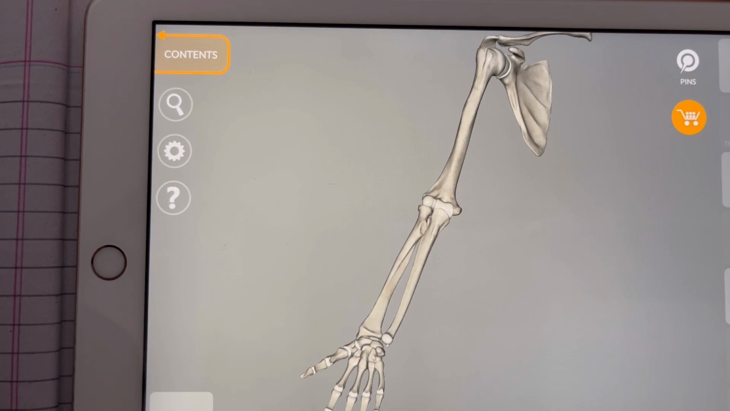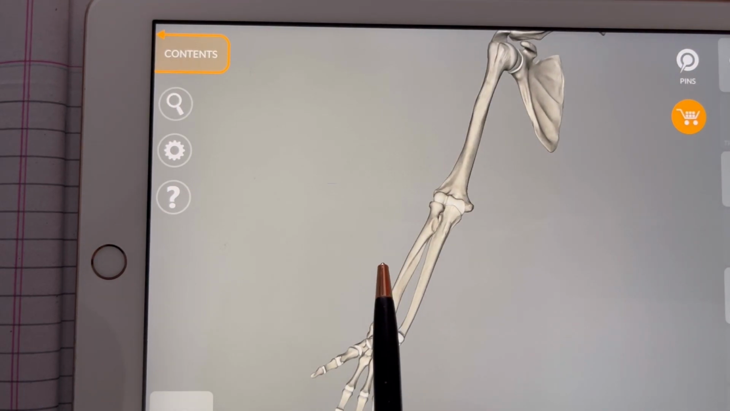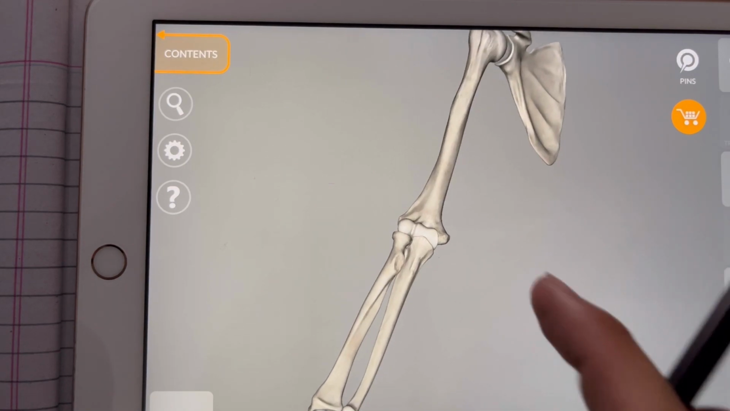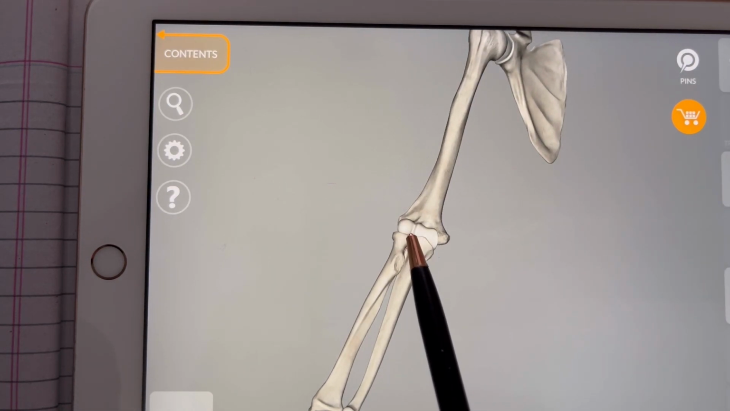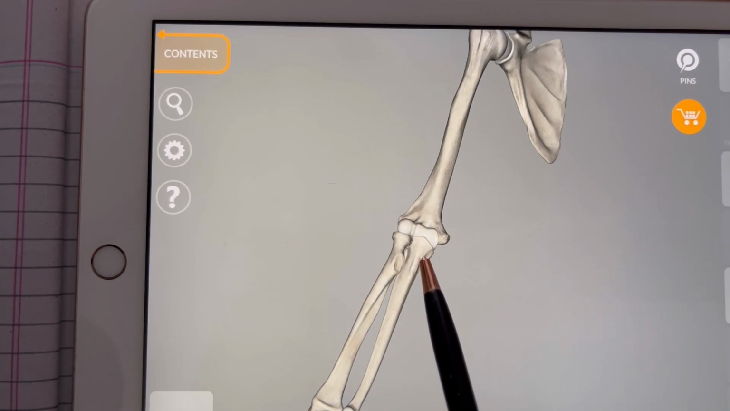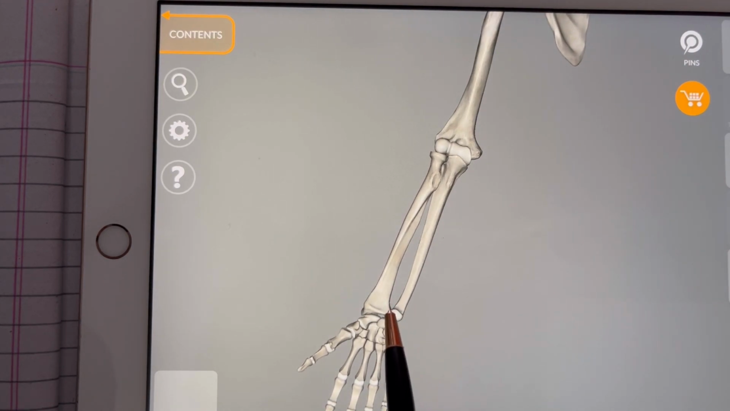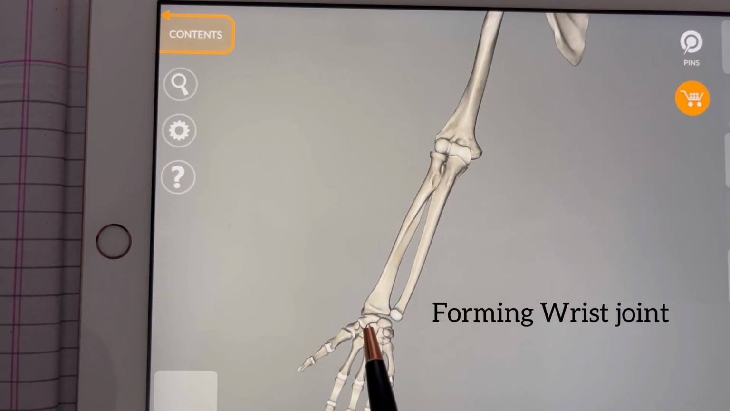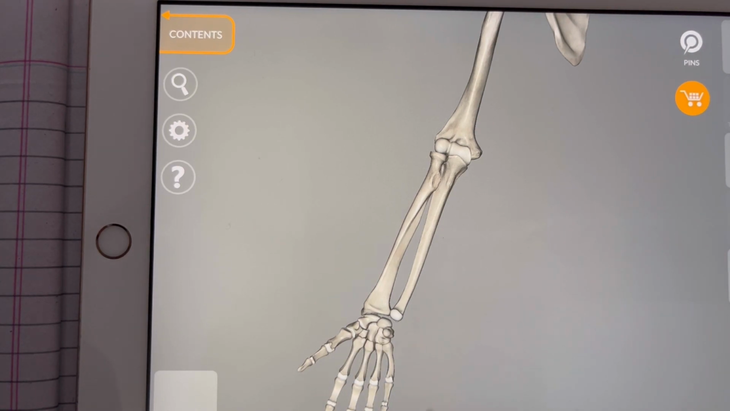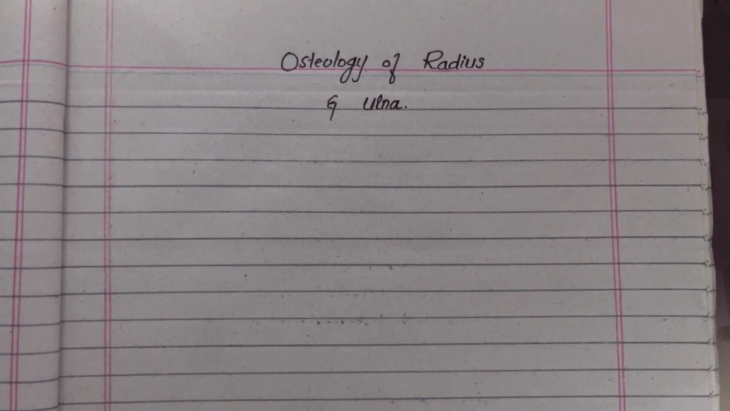First we will discuss the osteology of the radius bone. The radius bone lies on the lateral side of the forearm. Proximally it articulates with the capitulum of the humerus bone and with the radial notch of the ulna bone, while distally it articulates with the head of the ulna bone and the bones of the carpal. Now moving toward the bony features of the radius bone.